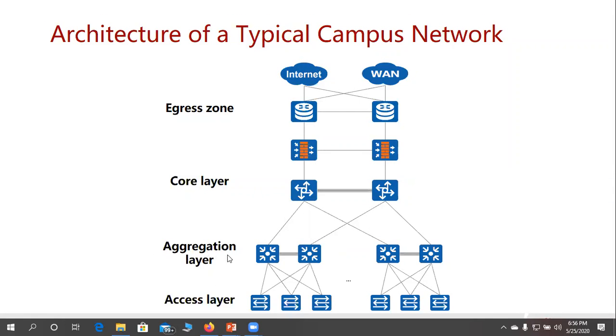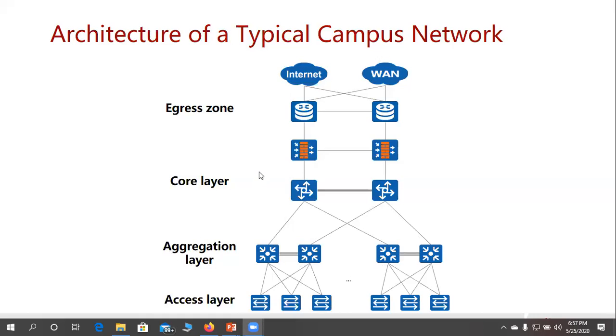It's called the aggregation layer. In this layer, first of all, we have what we call a LAN, a local area network. This is a network which can just cover a single building. We can have another local area network in another building. When we want to join these, we join them here at the aggregation layer.